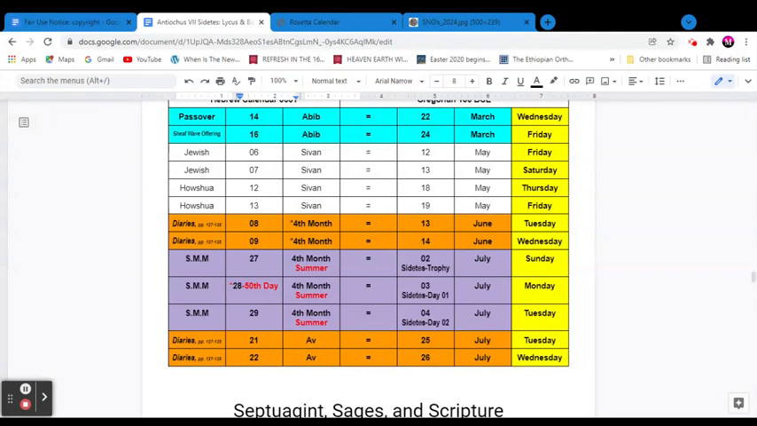Because when I count out the 50 days starting from the 3rd month to the 4th month, the 50th day landed on the 28th day of the 4th month. I'm going to say this again. The 50-day count landed on the 28th day of the 4th month, which was summer.